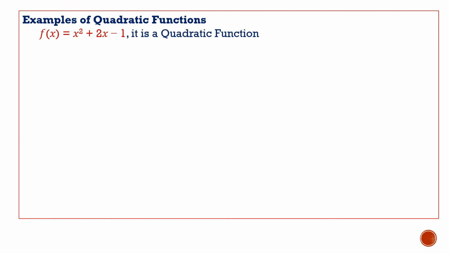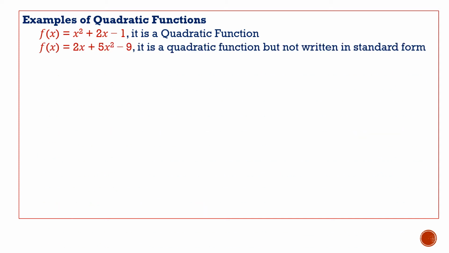First, we have f of x is equal to x squared plus 2x minus 1. Another example, we have f of x is equal to 2x plus 5x squared minus 9. It is a quadratic function but not written in standard form.